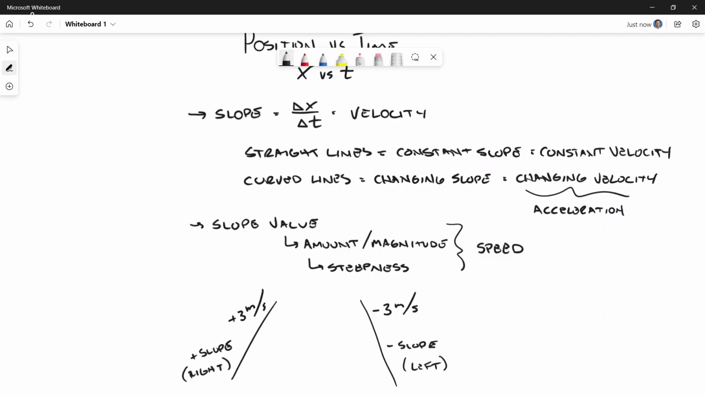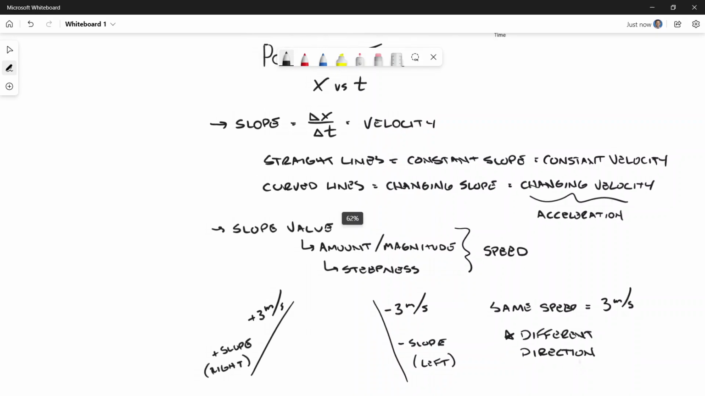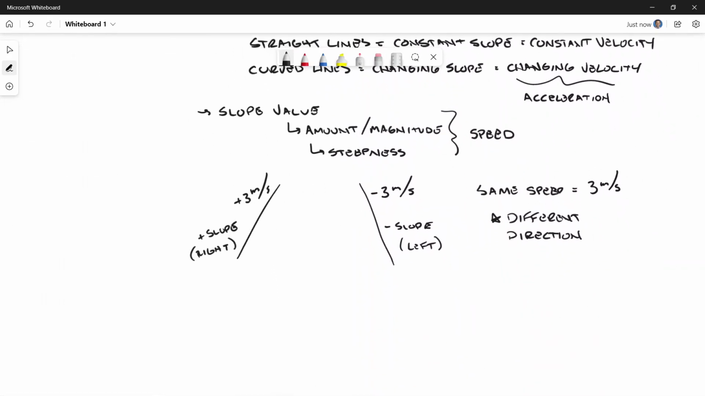The important thing is that both of these slopes have the same magnitude. They are the same speed. The steepness of the slopes isn't different. They are both 3 meters per second. However, one is positive and one is negative, so we know they are in different directions. If we can identify the steepness and also whether it's positive or negative, we can determine the direction of that object. Now, sometimes you get curves.